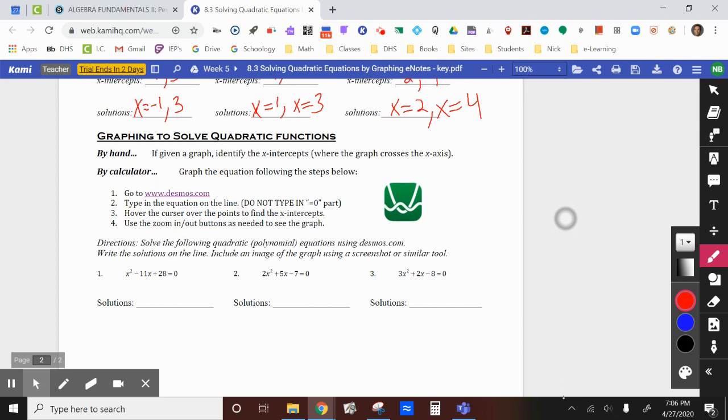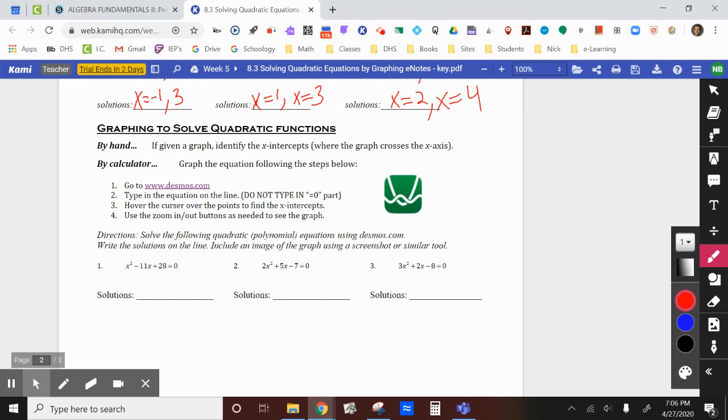Now let's read these directions. The directions say to solve the following quadratic or polynomial equations using desmos.com. We're going to write the solutions on the line, and we're also going to include an image of the graph using some sort of screenshot or similar tool. So here we go. The first one is x squared minus 11x plus 28 equals 0.